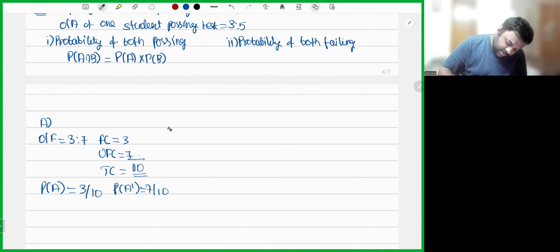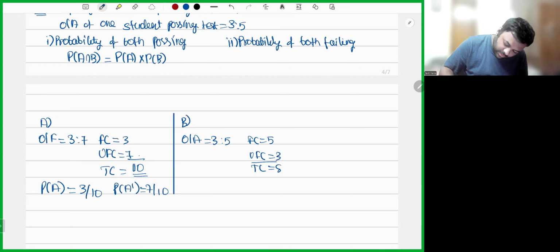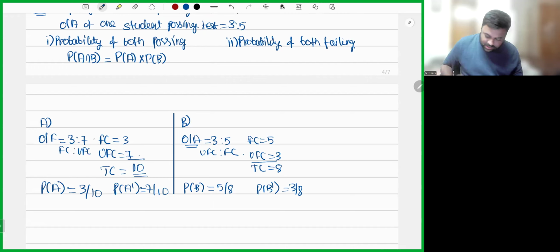Now, there is some information given with respect to B. Odds against is given as 3:5. That means favorable cases are 5, unfavorable cases are 3, total cases are 8. So probability of B is equal to 5 by 8. Probability of B complement is equal to 3 by 8. See, odds against, right? So unfavorable cases to favorable cases. Odds in favor, right? Favorable cases to unfavorable cases.